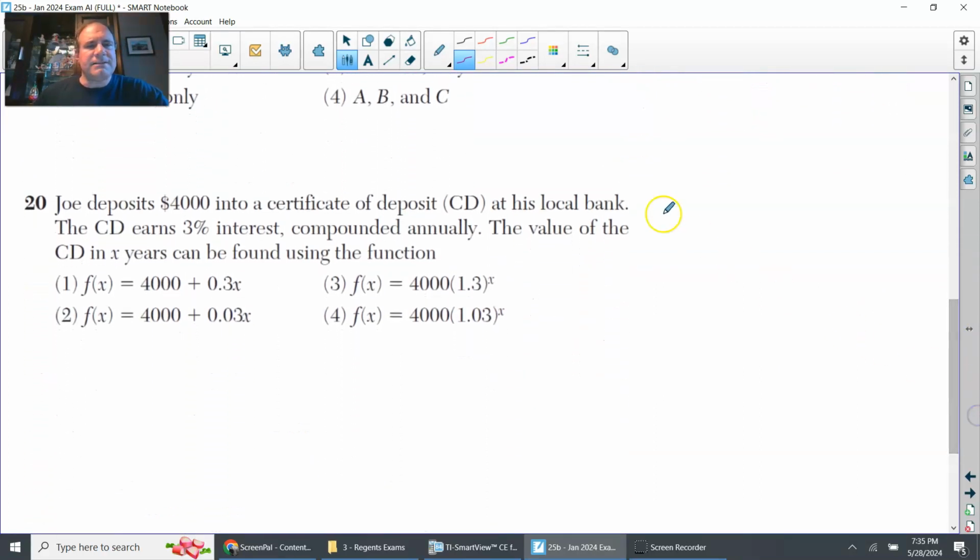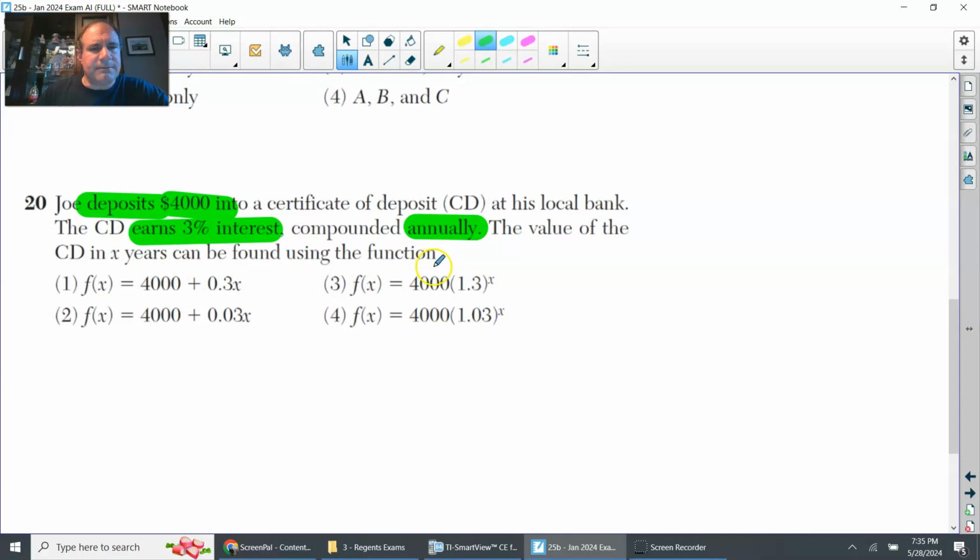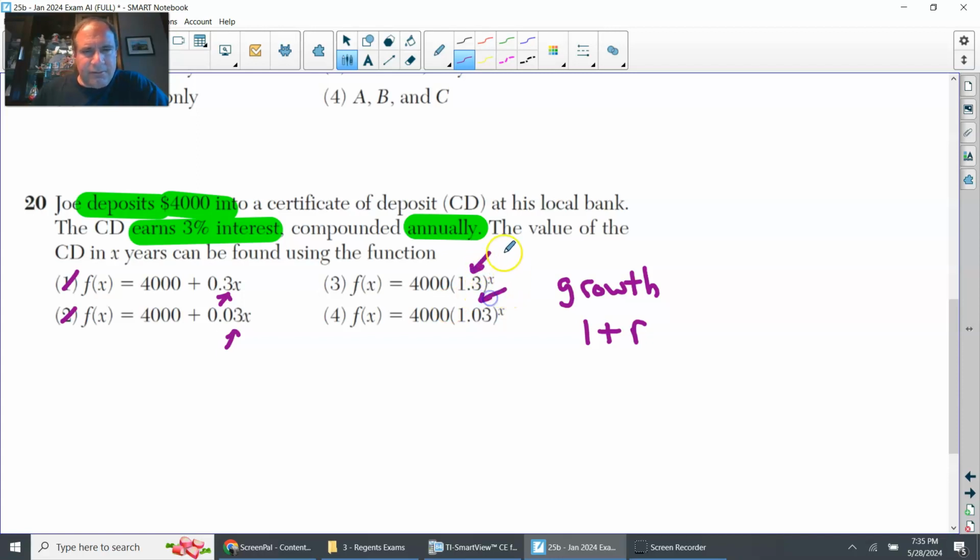Number 20, Joe deposits $4,000 into a certificate. Earns 3% interest compounded annually. The value of the CD could be modeled by this function. Just remember, this is a growth. So that means it's 1 plus r, right? So that means it has to be greater than 1. So this is not 1 plus r, you can cancel that out. You can cancel that out. This is not a growth. No. All right? This is a growth. This is a growth.